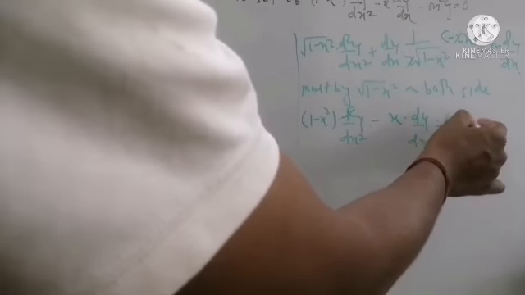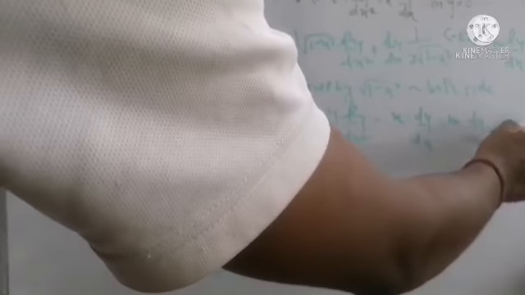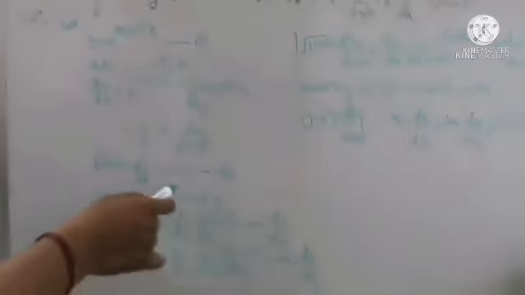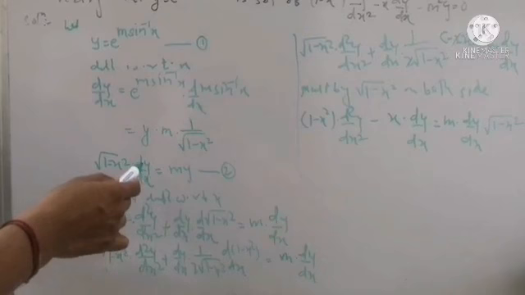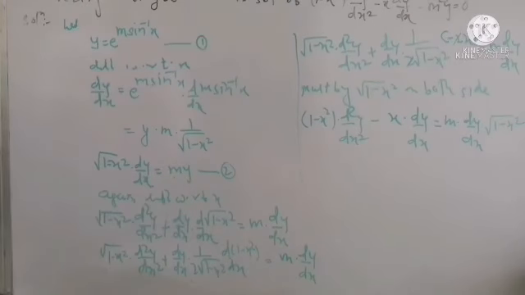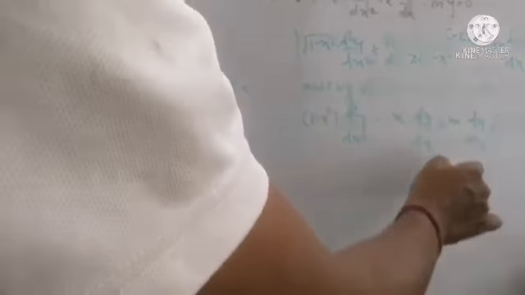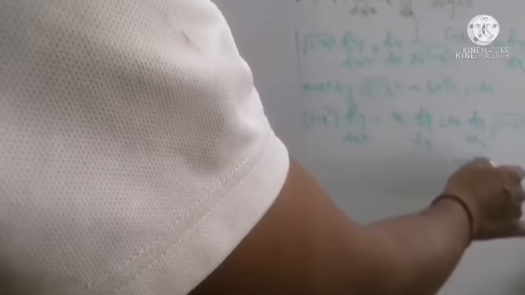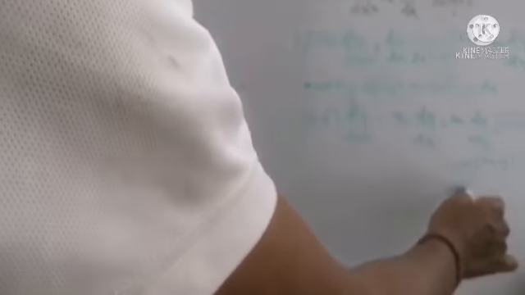On the right hand side we get m into dy by dx multiplied by root of 1 minus x square. Now from equation 1 we observe that root of 1 minus x square into dy by dx is my. So we put here dy by dx into root of 1 minus x square as my, so m into m we get m square y on the right hand side.